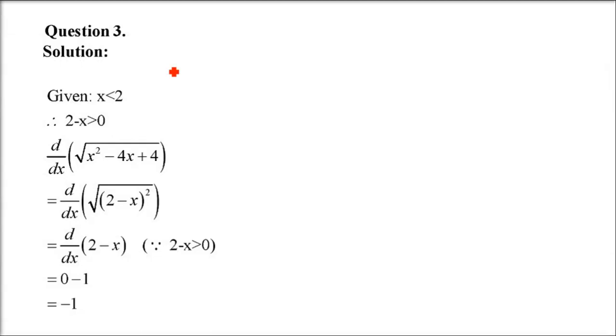Now question number 3. It's around 14 questions, so we'll do half of this. If x is less than 2, then write the value of d by dx of under root x square minus 4x plus 4. Now x is less than 2, that is 2 minus x is greater than 0. Please remember this. So if you take x square minus 4x plus 4, it is 2 square.